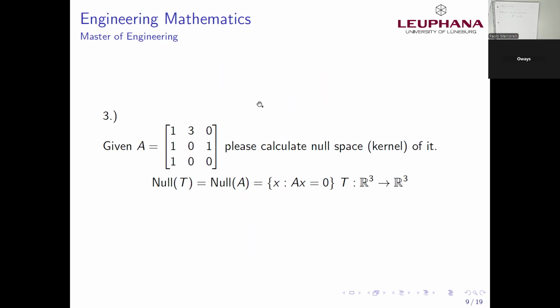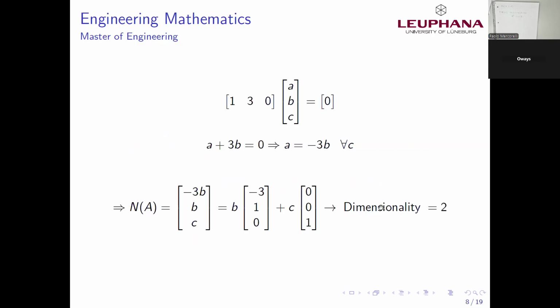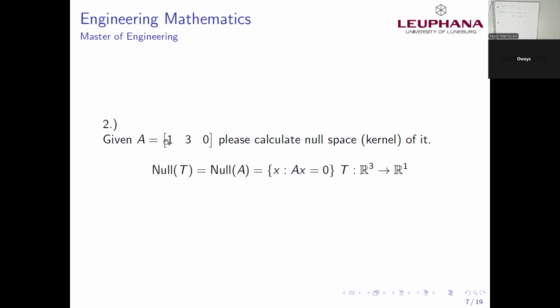We have a transformation characterized by the matrix A, a matrix 3 times 3. This means the transformation is 3 times 3. As before, do you remember, the transformation was 1 times 3. The domain is three-dimensional. The transformation went from R^3 to R^1.